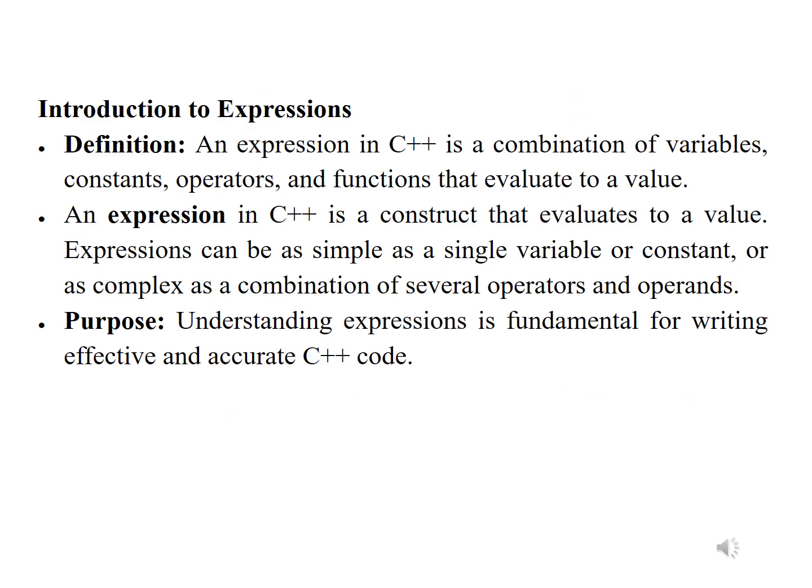Introduction to expressions. Definition: an expression in C++ is a combination of variables, constants, operators and functions that evaluate to a value. An expression in C++ is a construct that evaluates to a value. An expression can be as simple as a single variable or a constant, or as complex as a combination of several operators and operands. The purpose of studying expressions is that understanding them is fundamental for writing effective and accurate C++ code.